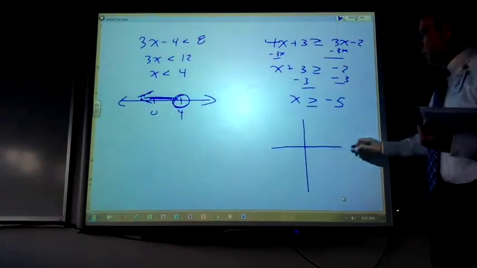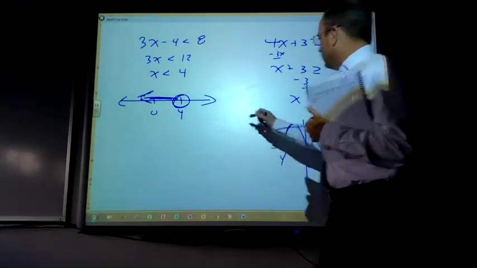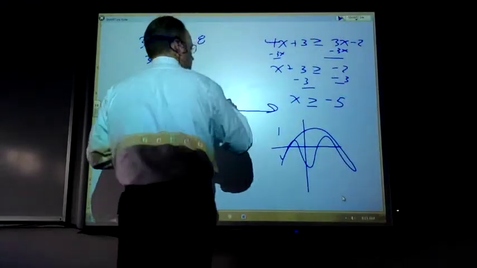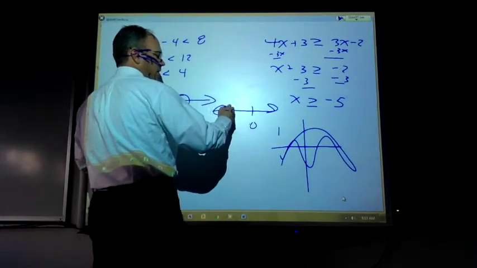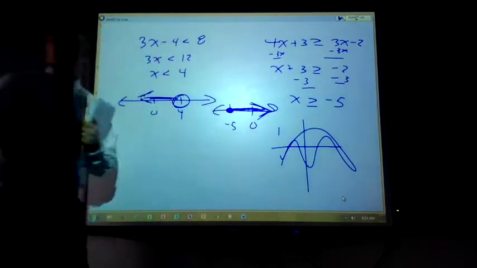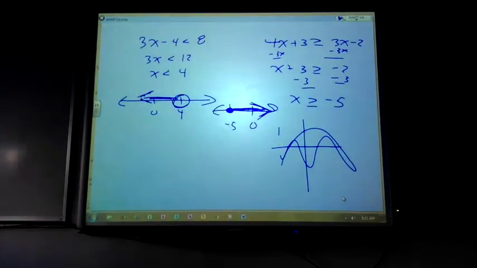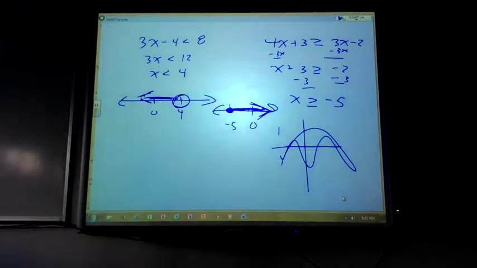And this one, let's see. I'll do it right here. So I have negative 5, I have 0. I have a solid dot here, and I'm shading for regions that are bigger than that. And solid dot would be what type of line? Solid or dotted, if it was two-dimensional. Solid, good. All right.